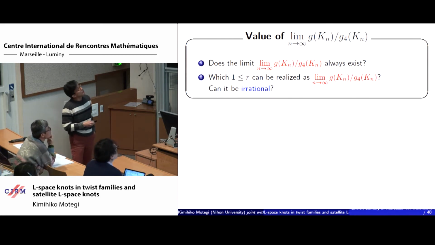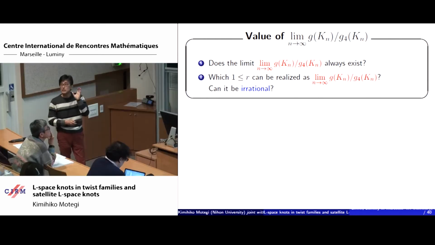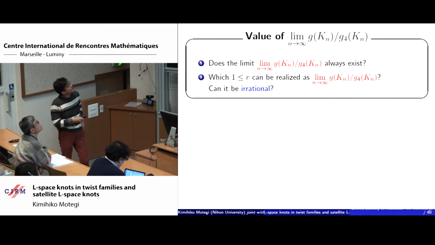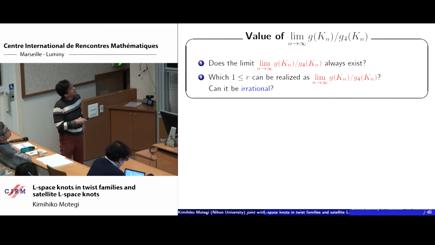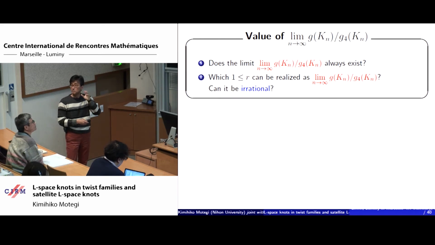By definition, the Seifert genus is greater than or equal to the slice genus. So if such a limit exists, then the limit is greater than or equal to 1. For the second question, we may ask which real number greater than or equal to 1 can be realized as the limit of the ratio of the Seifert genus and the slice genus for some twist family of knots. In particular, can it be irrational, something like the square root of 2?